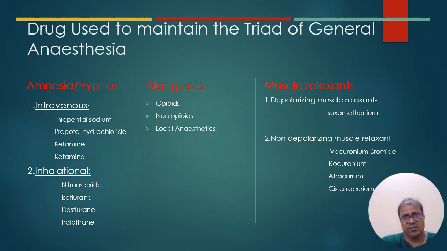And it is further classified according to duration of action: short-acting muscle relaxant, intermediate-acting muscle relaxant, and long-acting muscle relaxant. Short-acting muscle relaxant, we can say that mivacurium is the short-acting muscle relaxant. Intermediate-acting muscle relaxants are vecuronium bromide and atracurium, and pancuronium bromide is the long-acting muscle relaxant.